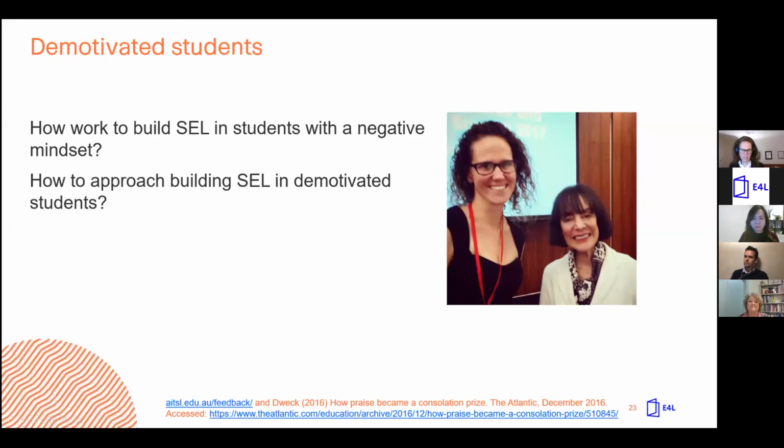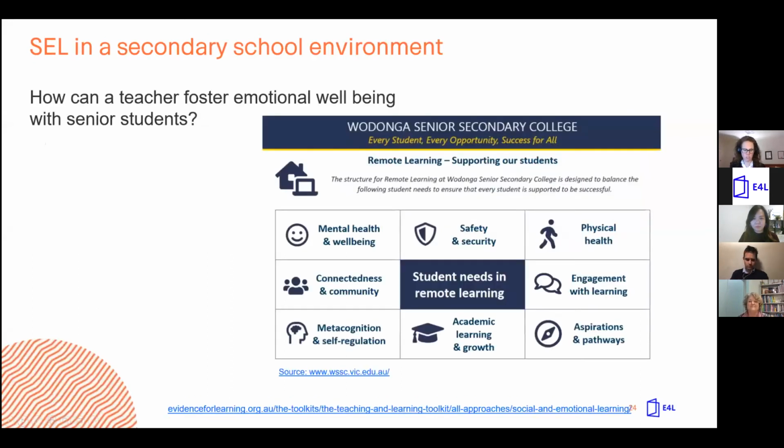We can't delve into everything in great detail tonight. So, in the secondary environment, I'm going to throw straight to Michael on this, because that's his wonderful school's framework there that inspired this invitation, really. Michael, go ahead. Thanks very much, Tanya.